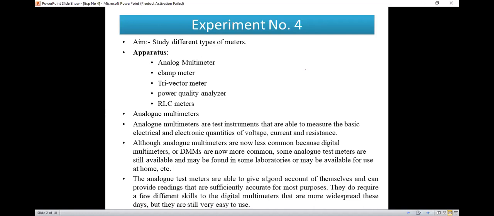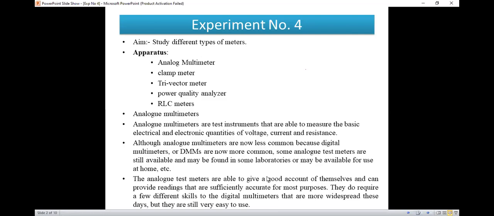So we require different types of skill for the digital multimeter, which is more widespread these days, but they are still very easy to use. Generally digital multimeters are used widely, and they are very easy to use. That means it will directly show the value in digital form.